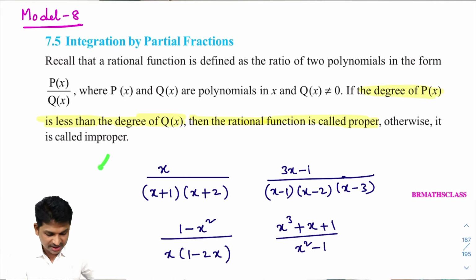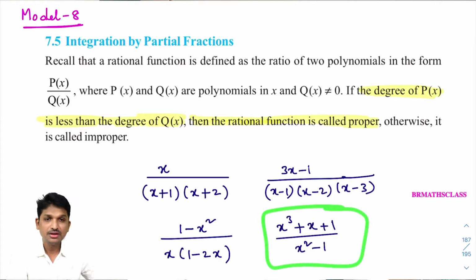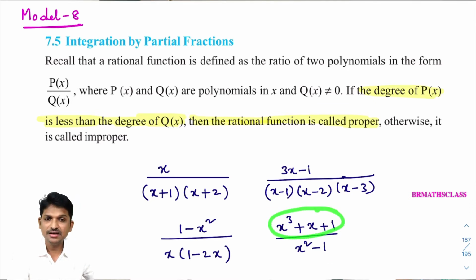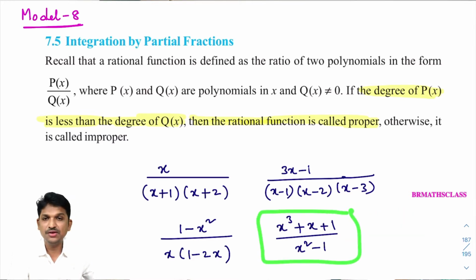Very simple. If the degree of the numerator is less than the degree of the denominator, then it is called a proper rational function. If the degree of the numerator is greater than or equal to the degree of the denominator, then it is called an improper rational function. You observe this example. Is this a proper or improper rational function? The degree of the numerator is 3. Correct? The degree of the denominator is 2. That means the degree of the numerator is greater than the degree of the denominator.